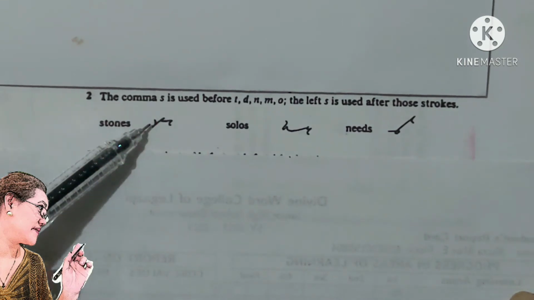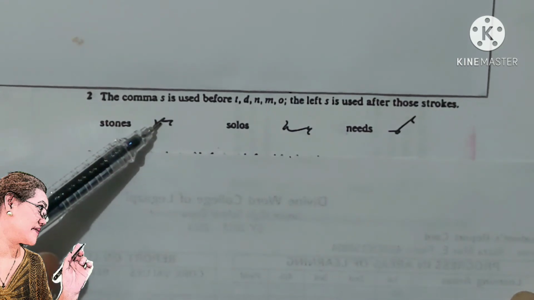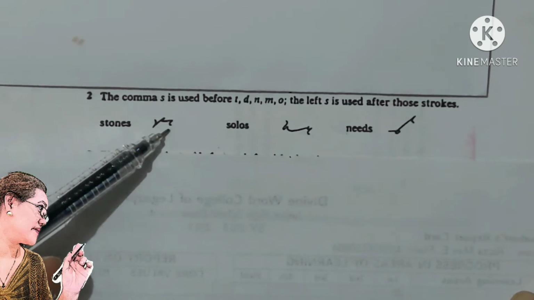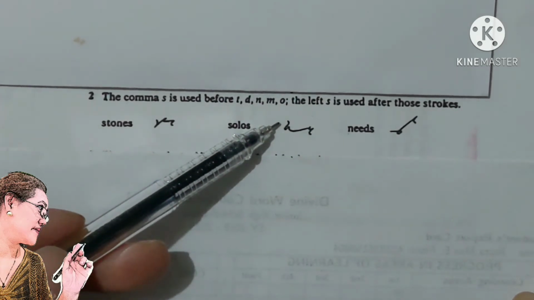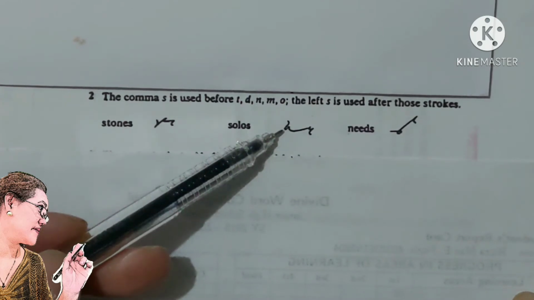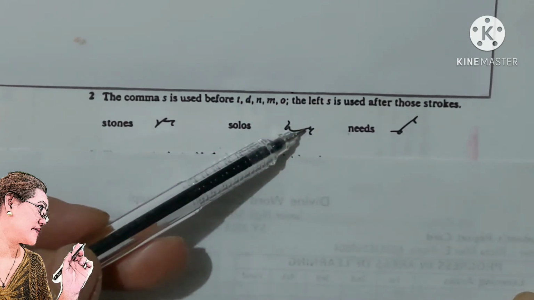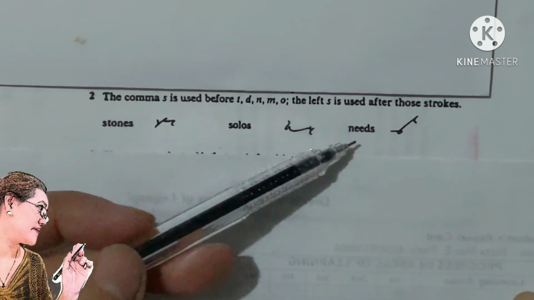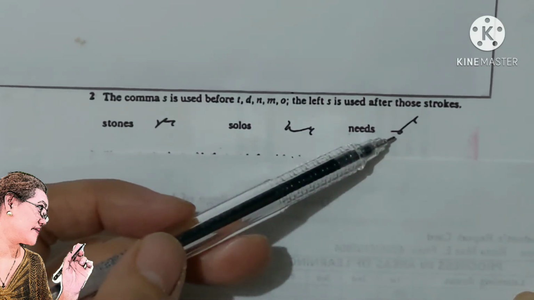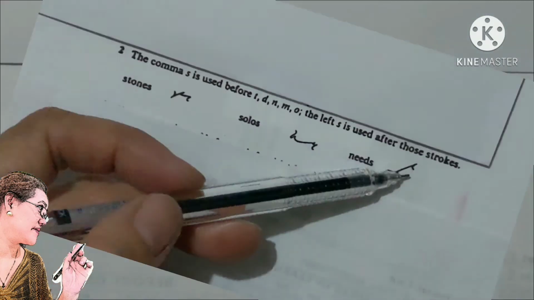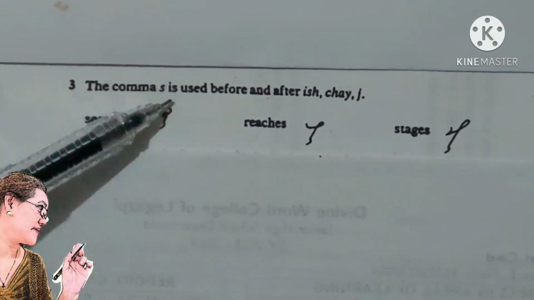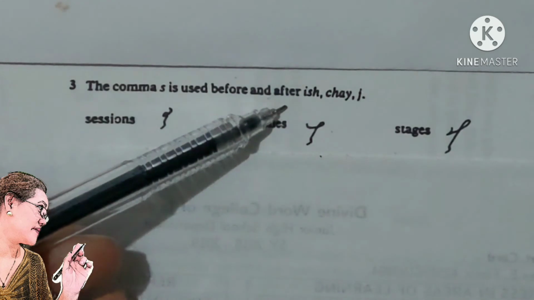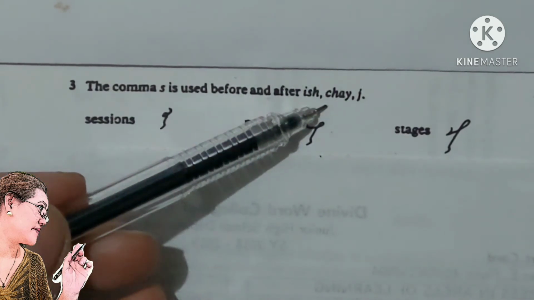Stones, S-T-O-N, left S. Solos, right S, O-L-O, left S. Needs, N-E-D, left S. The comma S is used before and after ish, J.